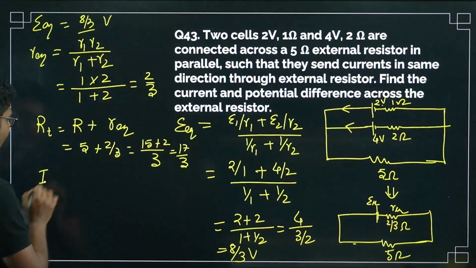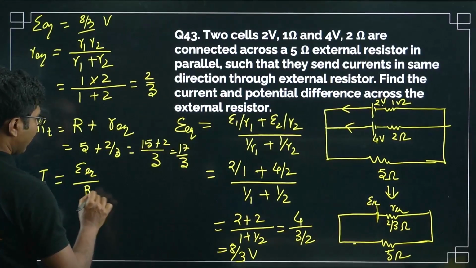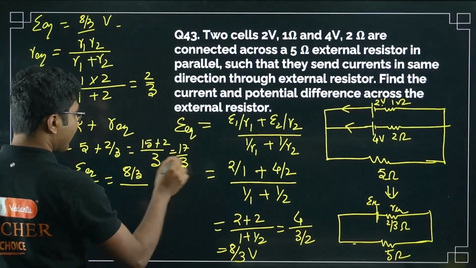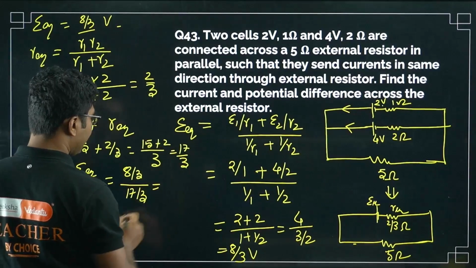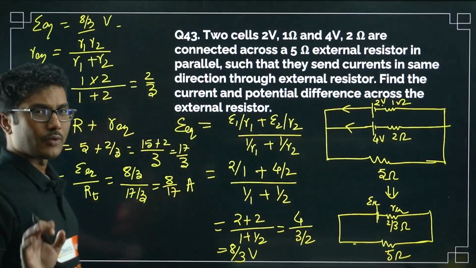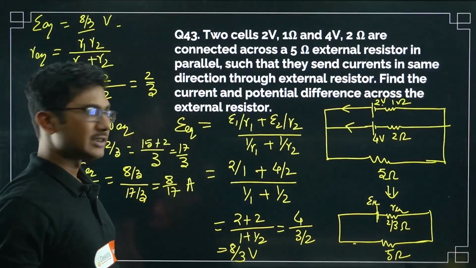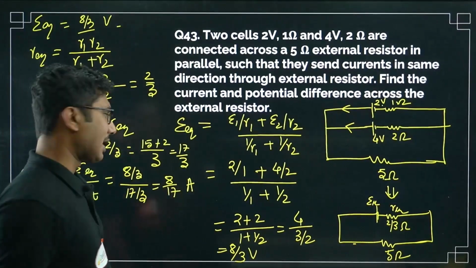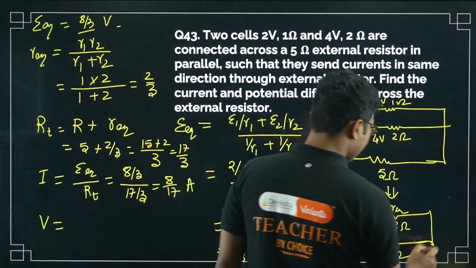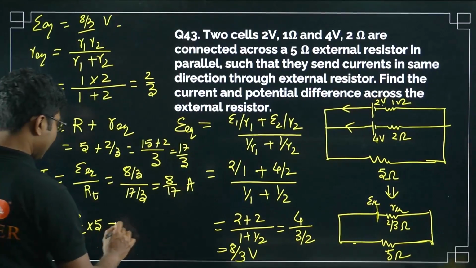Now what is the current? V is equal to IR, so I is equal to V by R, but instead of V it will be 8 by 3 and RT is 17 by 3, so it will be 8 by 17. You can calculate the exact value using the calculator, approximately 0.45 or like that. And the voltage across this will be this current, 8 by 17, into 5, that is 40 by 17.